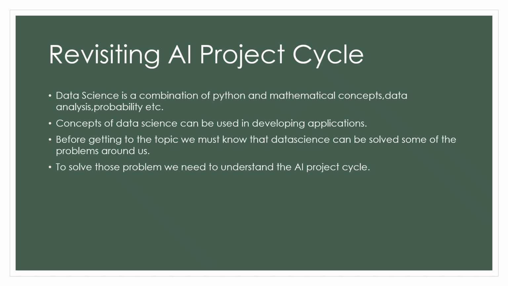Before getting into the topic, we must know that data science can be used to solve the problems around us. So in order to solve the problems around us, we need to understand the AI project cycle. What is the AI project cycle? There are 5 stages of AI project cycle.